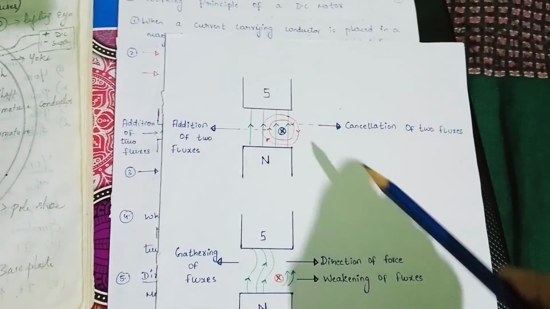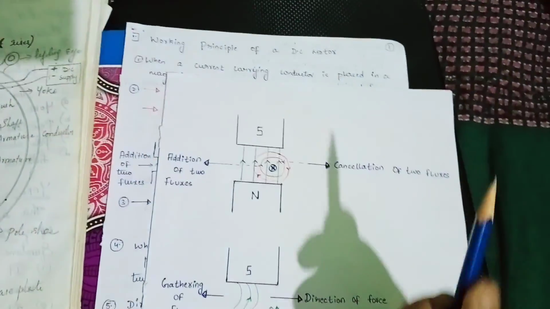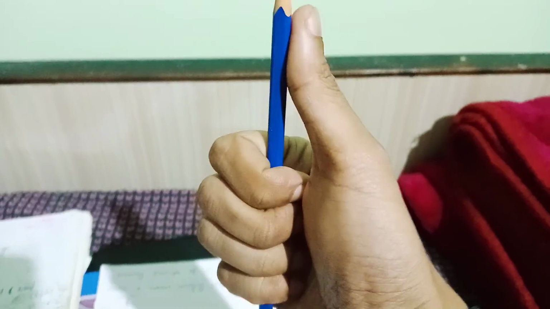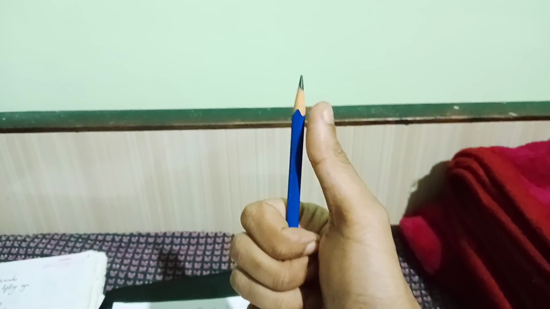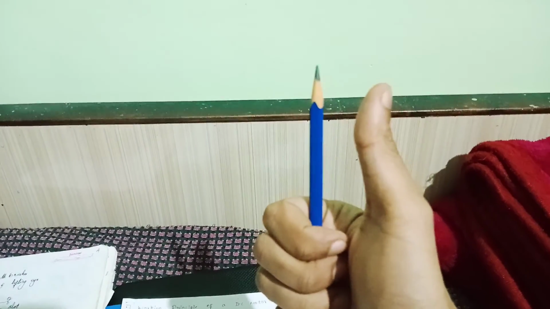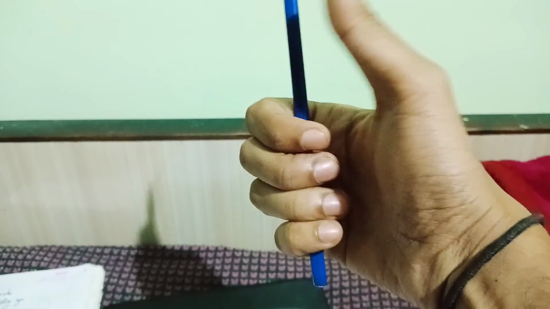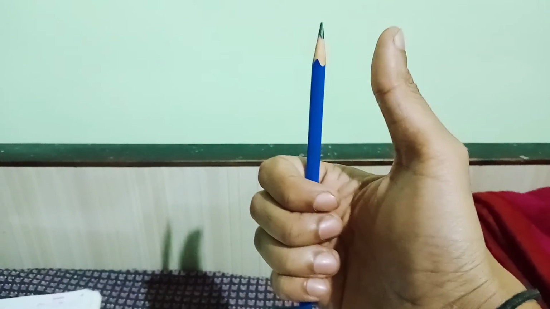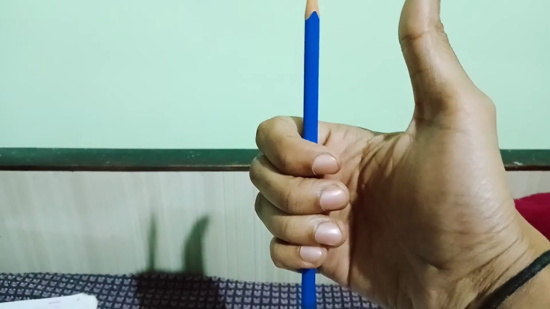what happens? For the conductor which is carrying current, what does the thumb rule say? When you are holding a conductor, the thumb indicates the direction of current. This pencil is the conductor. Let us assume this pencil as a conductor. The thumb indicates the direction of current, and these four fingers indicate the direction of magnetic field. I repeat, the thumb indicates the direction of current, and these four fingers indicate the direction of field.